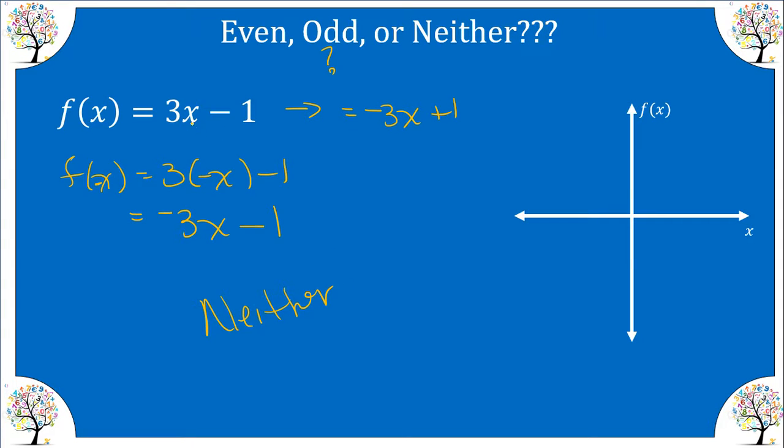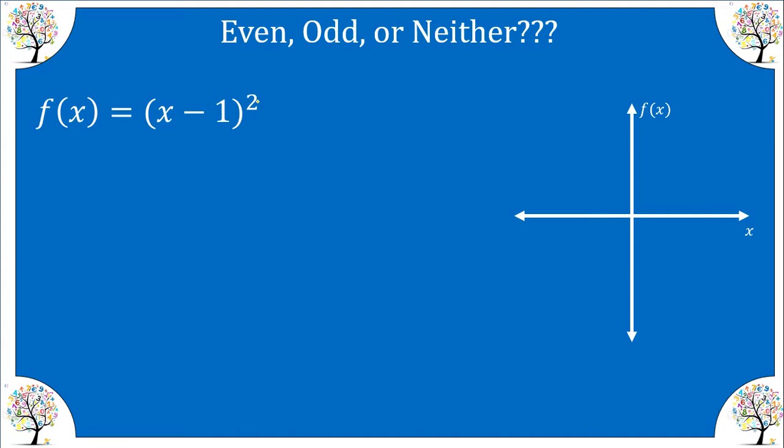It does not go through the origin. You could even test that. If I plug in 0, I would want to get back 0. So if I put in 0, I'm looking at my original equation. Oops, 0 minus 1. So when I put in 0, I get negative 1. It doesn't pass through the origin.